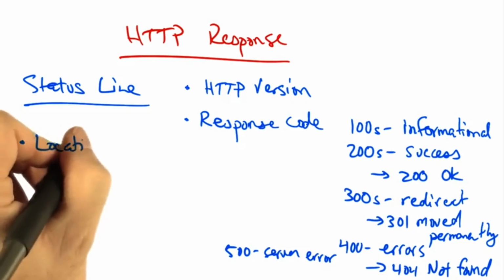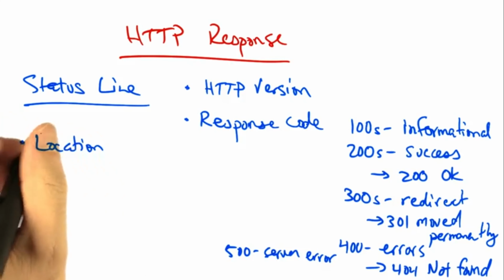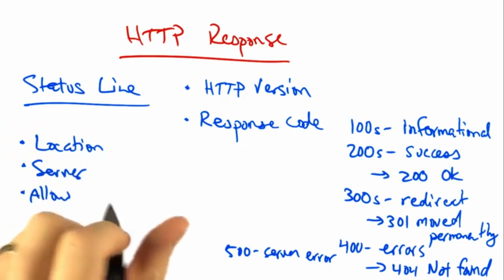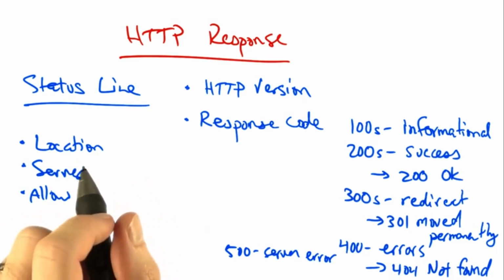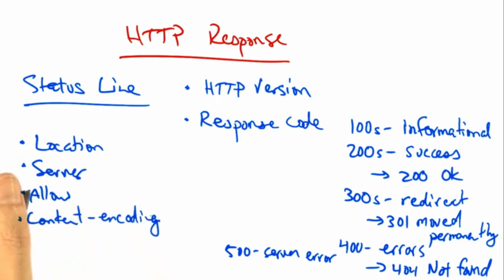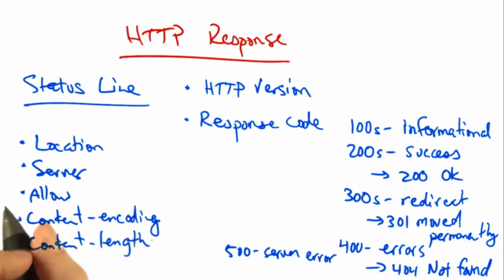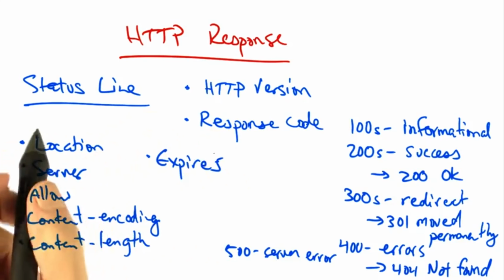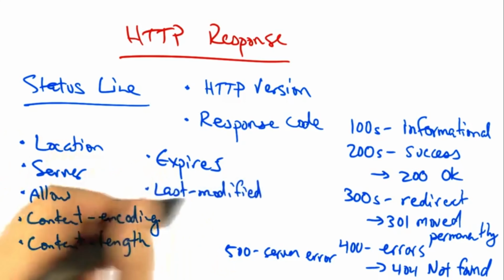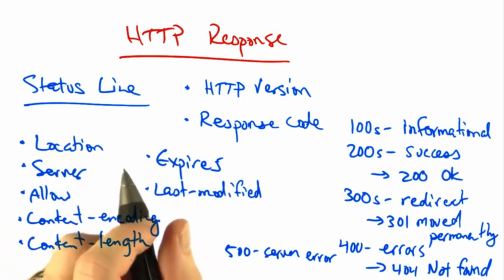Other headers include the location, which may be used for redirection, the server, which indicates server software, allow, which indicates the HTTP methods that are allowed, such as GET, HEAD, and so forth, content encoding, which describes how the content is encoded, for example, if it's compressed, content length, which indicates how long the content is in terms of bytes, expires, which indicates how long the content can be cached, and last modified, which indicates the last time the page was modified.